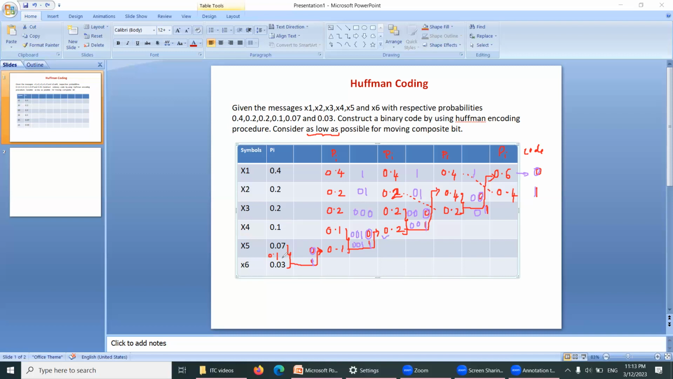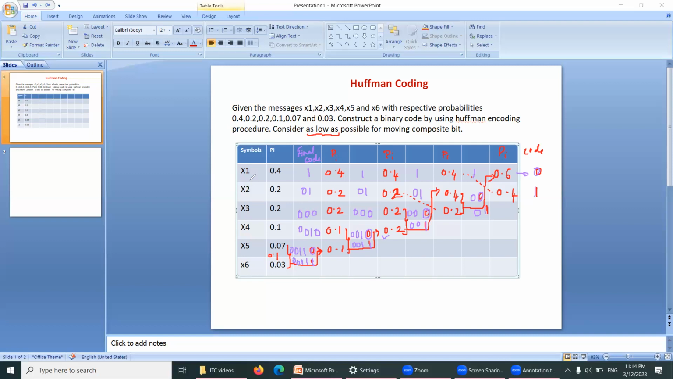Coming to the previous values, 0, 1 I have. These two, 0.07 and 0.03, are combined to give 0.1, which has the code 0, 0, 1, 1, so I write 0, 0, 1, 1. This is the code. For this 0.1, you have 0, 0, 1, 0. Next you have 0, 0, 0. Next you have 0, 1, 1. This will be your final code.